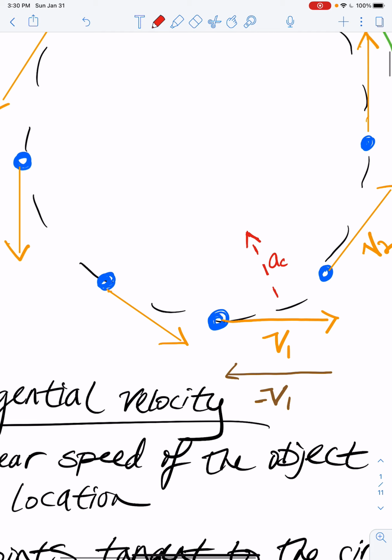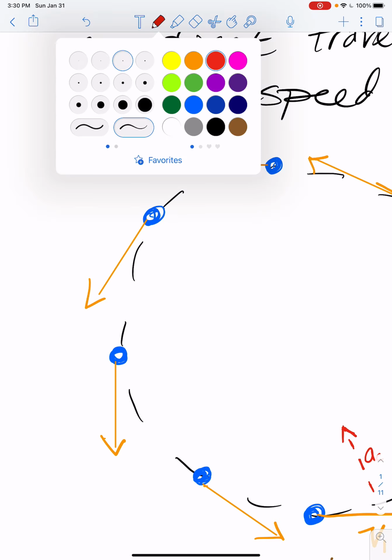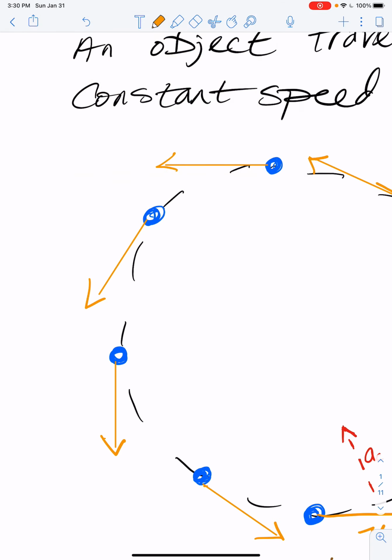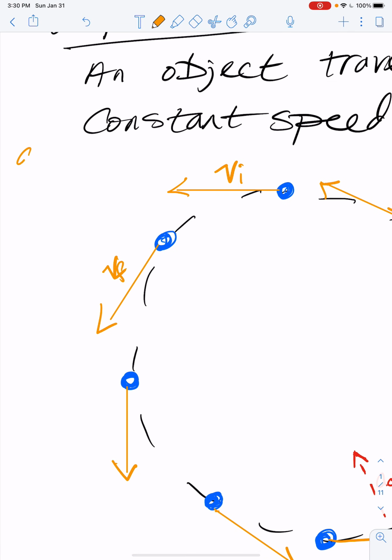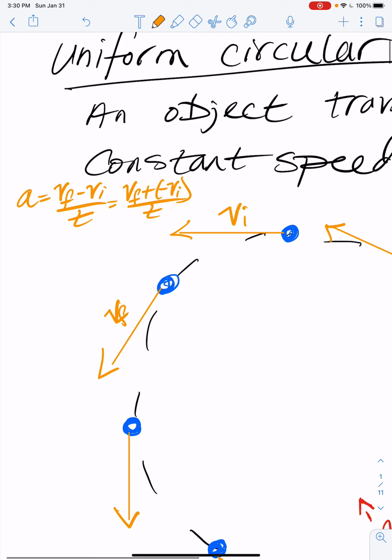And if I would have picked a couple different points, what if I would have called this VF, right? And this VI. And I said A equals VF minus VI over T. So I just got to say that that's VF plus negative VI, right, over T. Hopefully you can see that. And all right, so VI points like that. So negative VI would point like this, right?